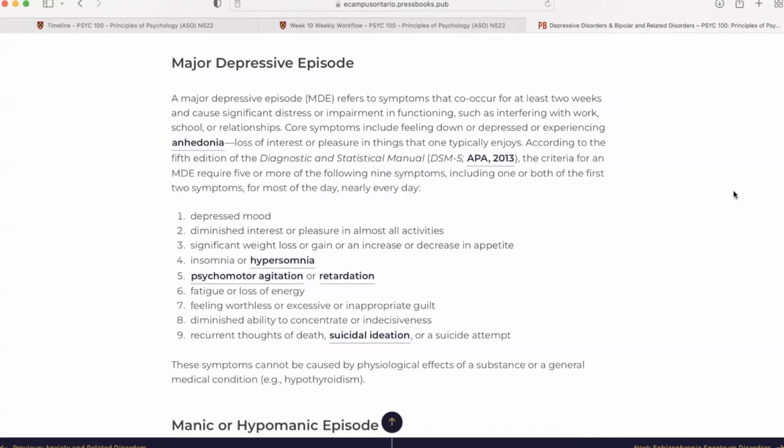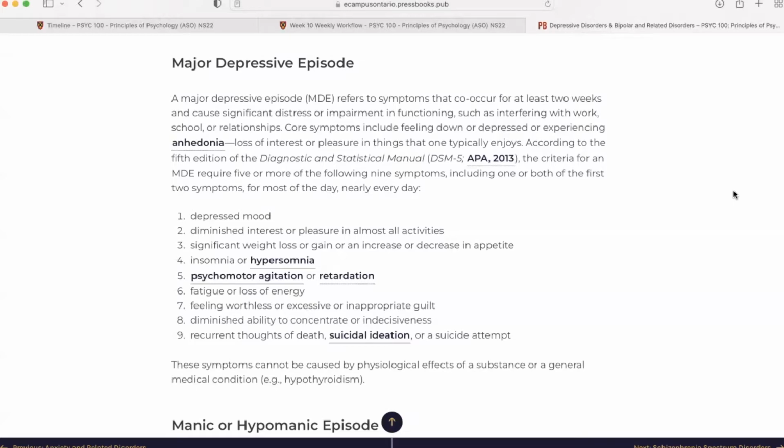According to the 5th edition of the Diagnostic and Statistical Manual, DSM-5, the criteria for an MDE require 5 or more of the following 9 symptoms, including 1 or both of the first 2 symptoms for most of the day, nearly every day. 1. Depressed mood. 2. Diminished interest or pleasure in almost all activities. 3. Significant weight loss or gain or an increase or decrease in appetite.